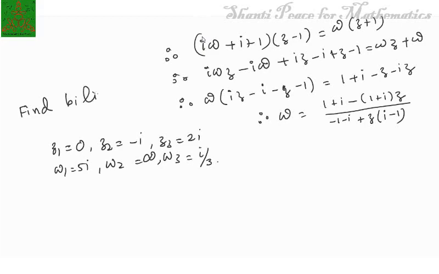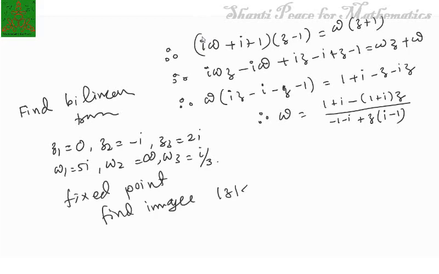Again we need to calculate the fixed point and also find the image of mod z less than 1 under whatever transformation you found. So this I am giving you as an exercise to do. The question is: find the bilinear transformation, also find its fixed points or invariant points, and also find the image of this region, that is mod z less than 1, which is a unit disk with center 0.